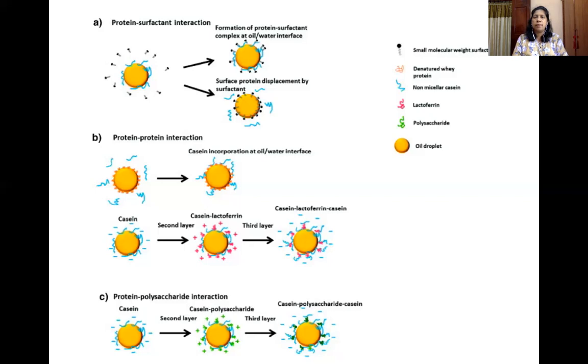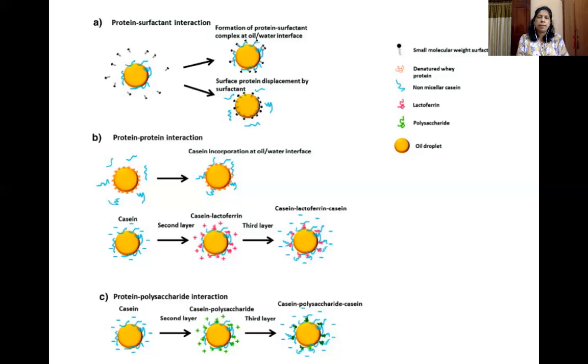Then there is a pink colour one, the denatured whey protein, and the blue one is the non-micelle casein. Both are protein types, but the first one, the denatured whey protein, is attached to the droplet. If you add the casein, the oil and water interaction, all get together and make a very stable situation, the protein-protein interaction.